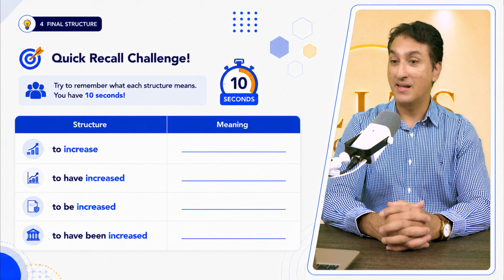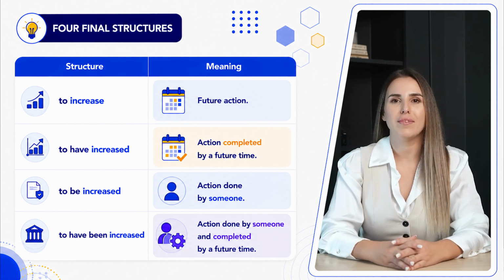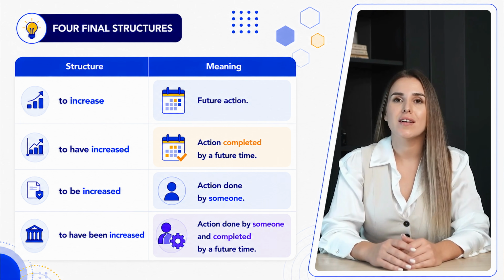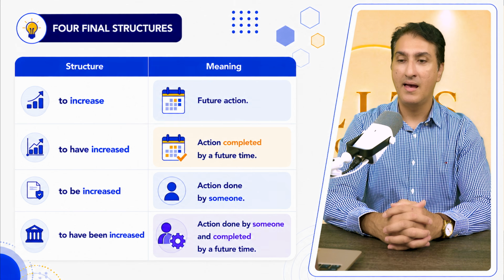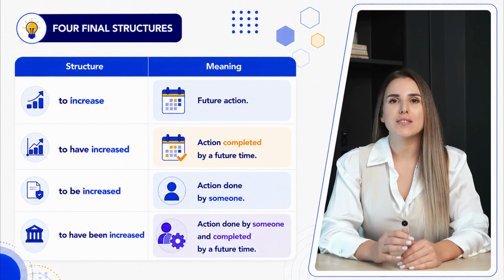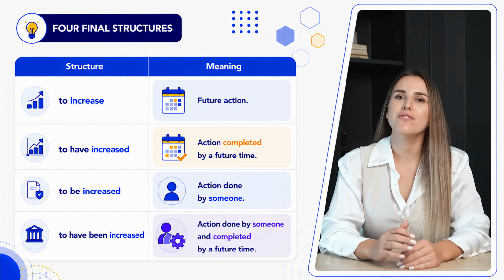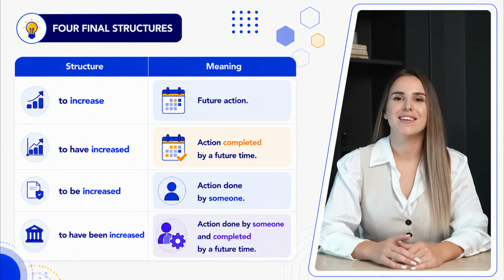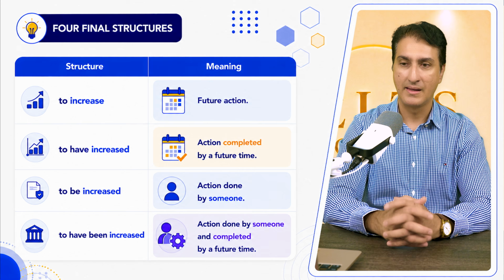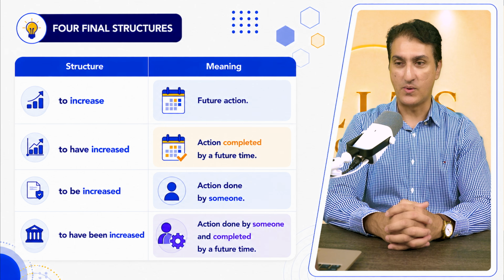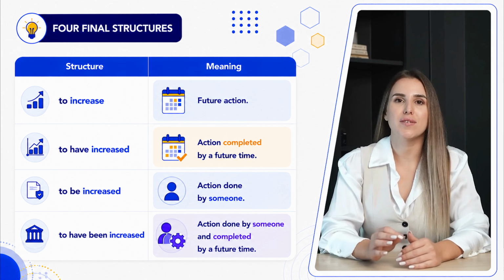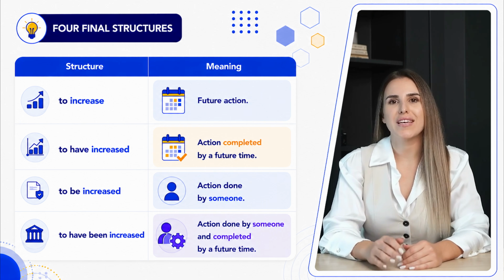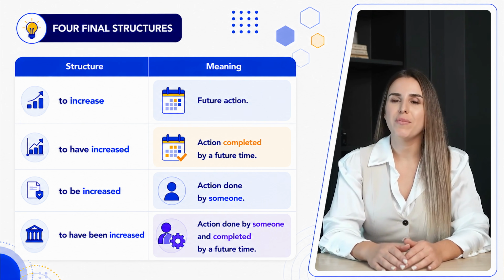Time's up, Anna. Let's see how you did. I'll try. To increase: future action. Excellent. To have increased: the action will already be finished by a future time. Exactly. To be increased: someone performs the action. Very good. And the last one? To have been increased: someone performs the action and it will already be finished by a future time. Perfect. You remembered all four.